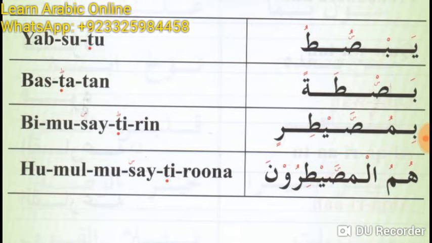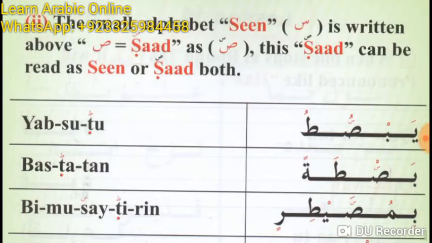Start reading. Okay, so we have Jab-su-tu. Correct. Okay, we have Basta-tu. Tan. Basta-tan. Okay. We have Bimu-sai-ti-ran. Tirin. Yes. So, Bimusai tirin.